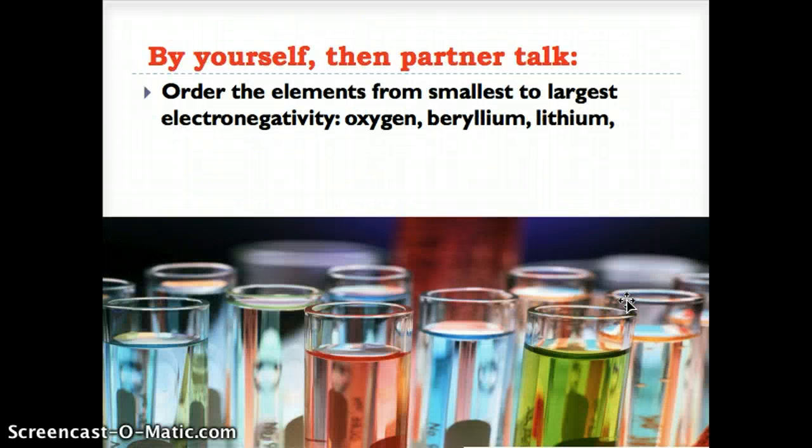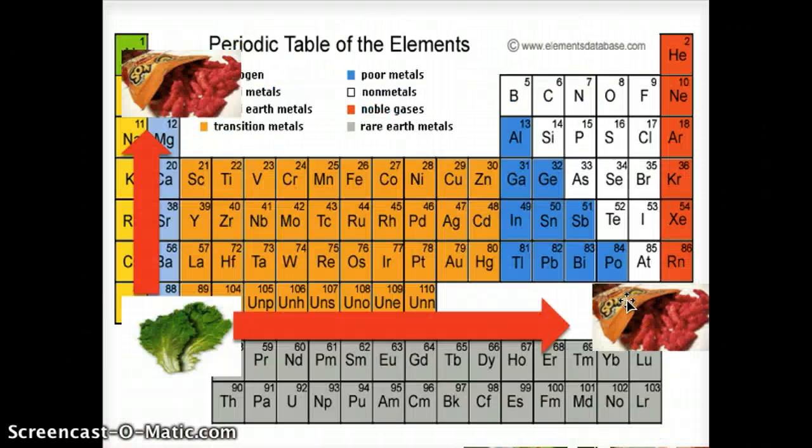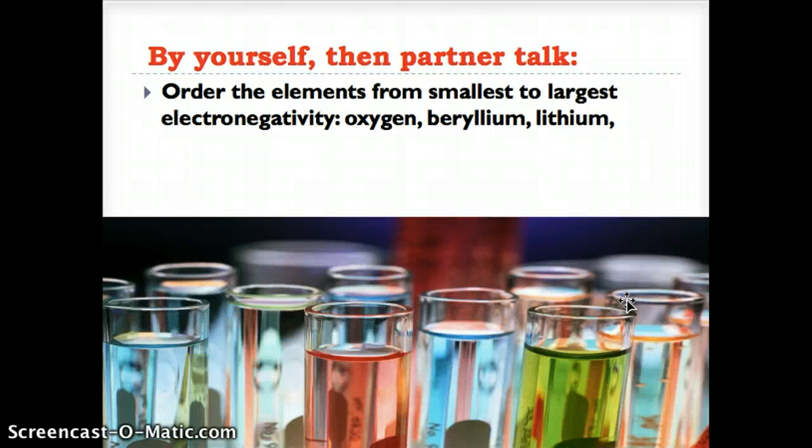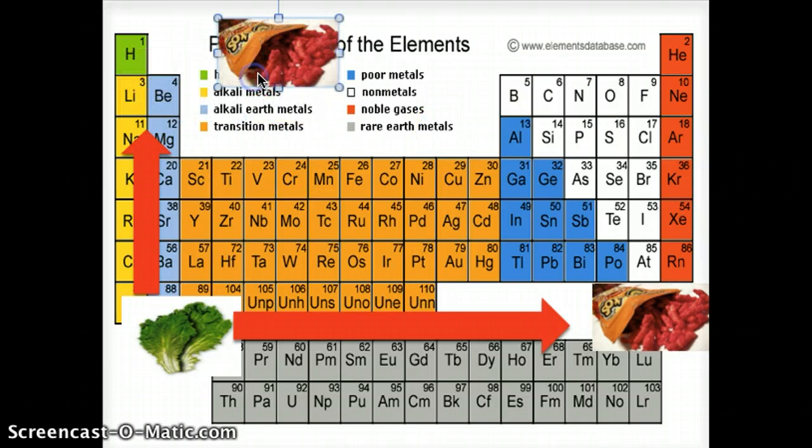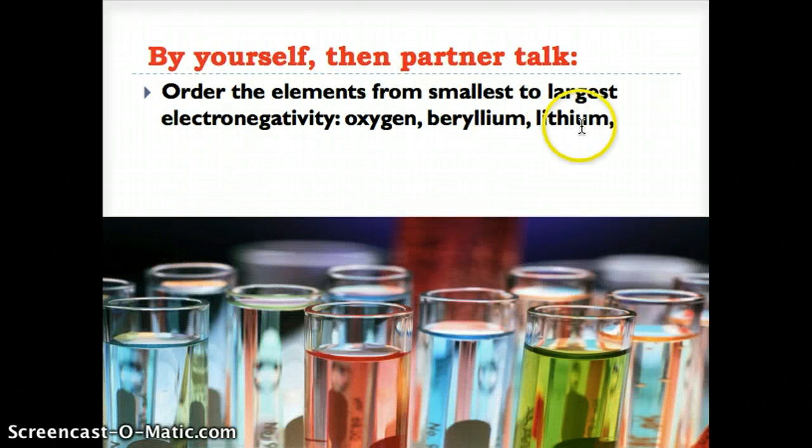So if you were to rank these elements from smallest to largest electronegativity, you'd first go to the periodic table right here. So we're looking at oxygen, beryllium, and lithium. So oxygen is right here, beryllium is right here, and lithium is right here. So as you move to the right, electronegativity goes up. So lithium would have a low one, then beryllium would have a higher electronegativity, and then finally carbon and all of these elements would have higher electronegativity. So first it would be lithium, then beryllium, and then oxygen would have the highest.